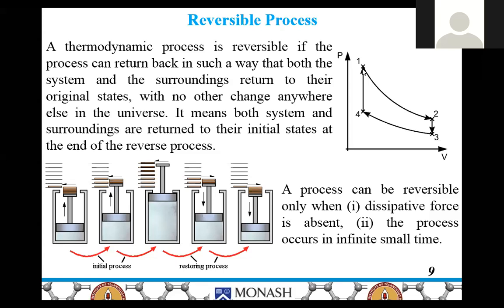So if we are going from 1 to 2 to 3 and 3 to 4 and 4 to 1 and it's occurring in a reversible manner, then it's called a reversible process. So there is an initial process of volume expansion and then restoring again back to its initial position. A process can only be reversible when there are no dissipative forces in the system and the process occurs in an infinitesimally small time.